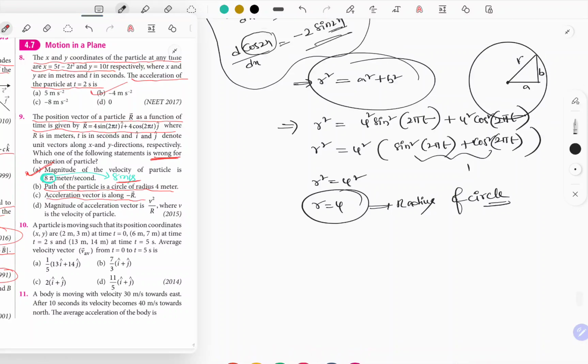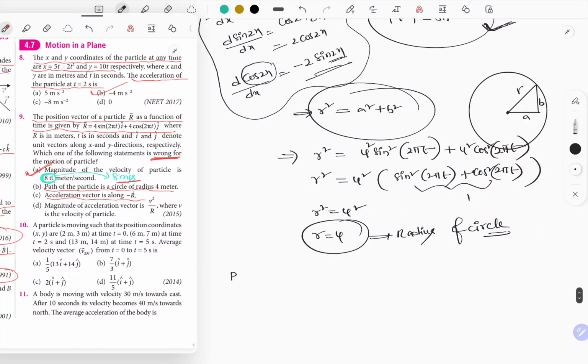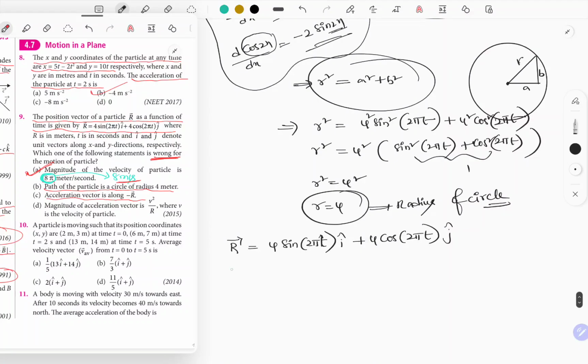Acceleration vector is along minus r bar. Okay. First of all, decide what is r bar. R bar is equal to, they have given 4 sin 2 pi t i cap plus 4 cos 2 pi t j cap. What's the velocity vector we got? Velocity vector is equal to 8 pi, sorry, not sin, you are going to get cos 2 pi t i cap minus 8 pi sin of 2 pi t j cap.